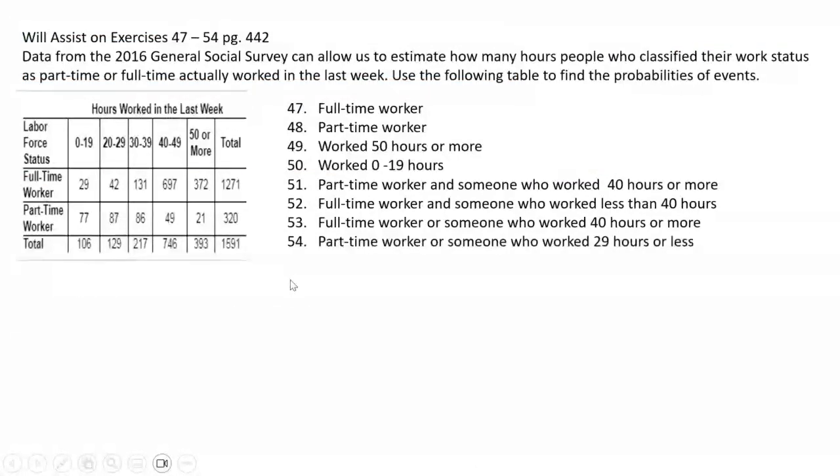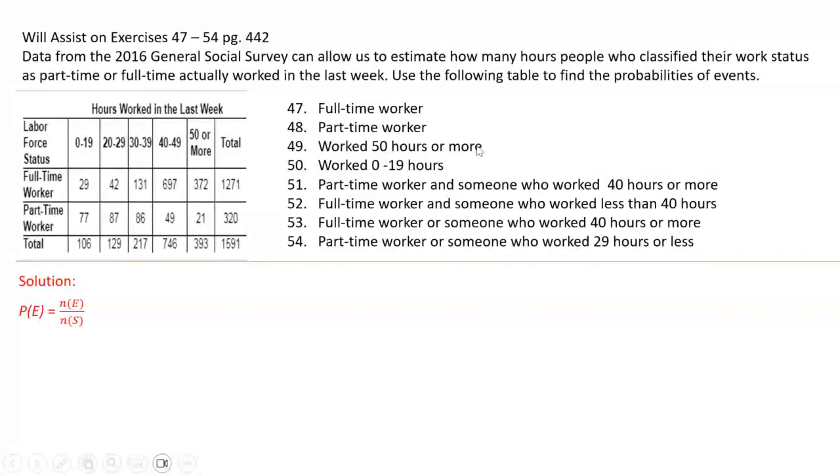Now this will help you with 47 to 54 on page 442. It's because they changed editions. They went from the 12th to the 30th edition, I believe. This problem here was from the 12th edition, and now on the 30th edition, they have something a little bit different, but it's still the same concept. Now let's try to work this one out.